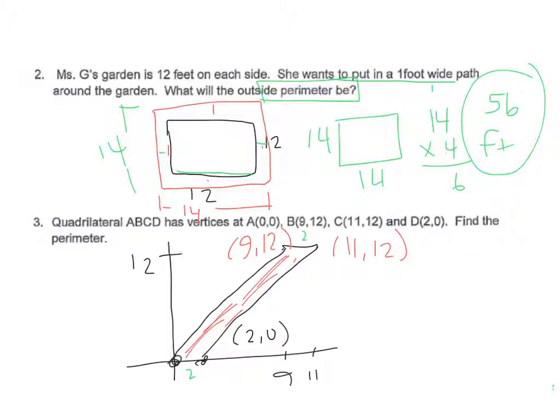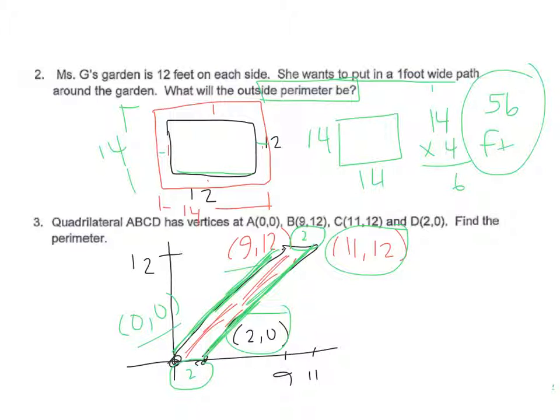Number 3, I drew out the quadrilateral in a graph. I know that these two distances are 2. I'm trying to find the perimeter, so I'm trying to find the distance around. So now for these other 2 lines, these thick ones that I'm marking right now, I can do the distance formula. So this one, I would find the distance between 0, 0, and 9, 12, either by using the distance formula or the Pythagorean theorem. And this one, you can use the distance formula with 2, 0, and 11, 12.